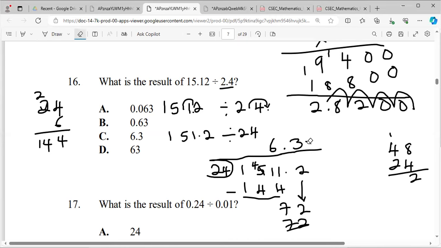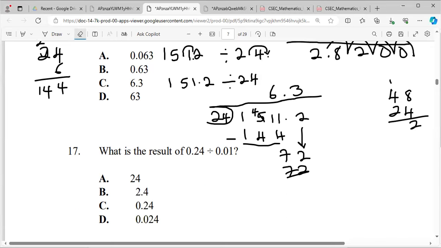So this is a very nice question. So just remember, we change the one that we're dividing by to a whole number by moving the decimal place to our right. So whatever number of places you move, you have to do the same thing for the next one. Alright?